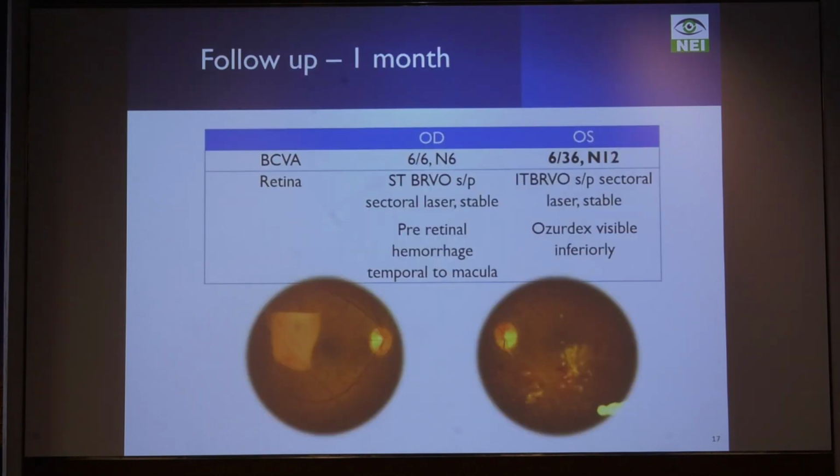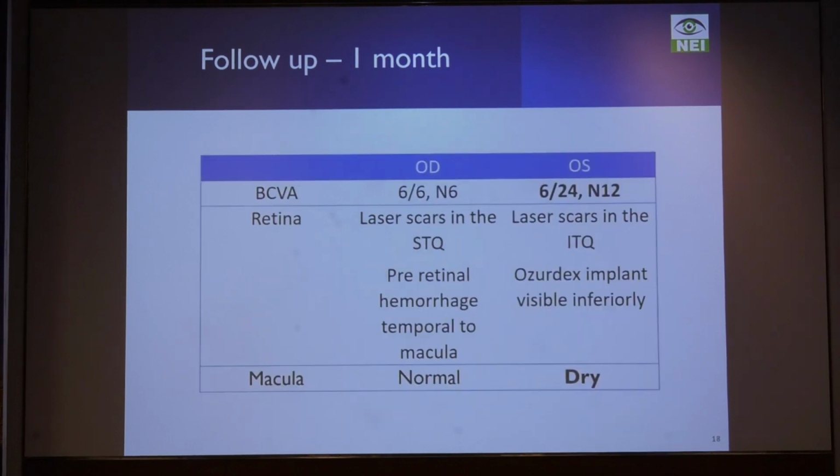1 month post the laser, the vision improved in the left eye to 6/36 and N12. And 1 month post that, the vision improved to 6/24 and N12. The macula was dry, so we did not intervene any further, and we asked her to get back after a month.